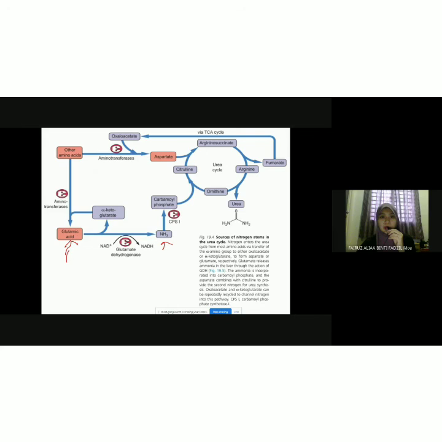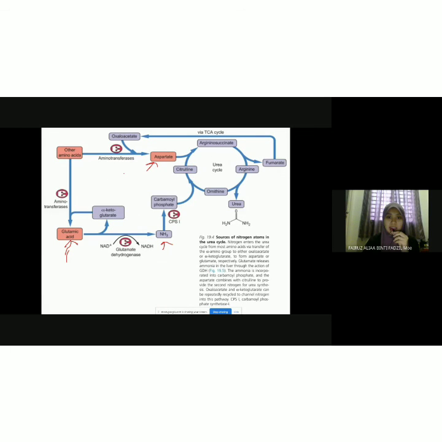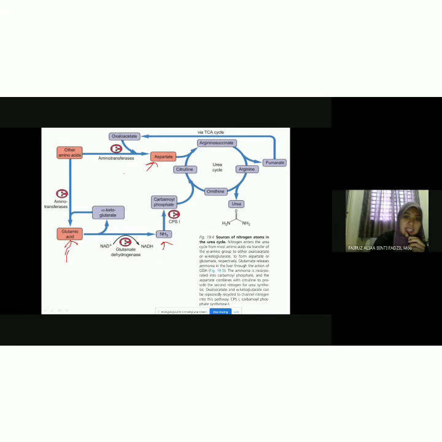And then another source, from acetate. And then another source of nitrogen is this aspartate. Okay, that's all for the urea formation.